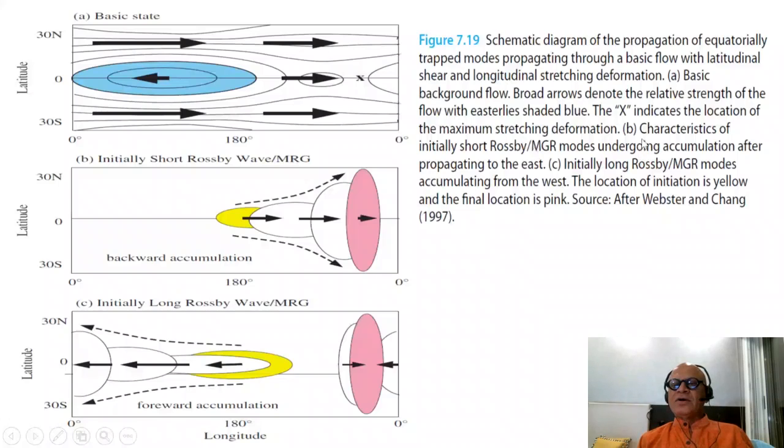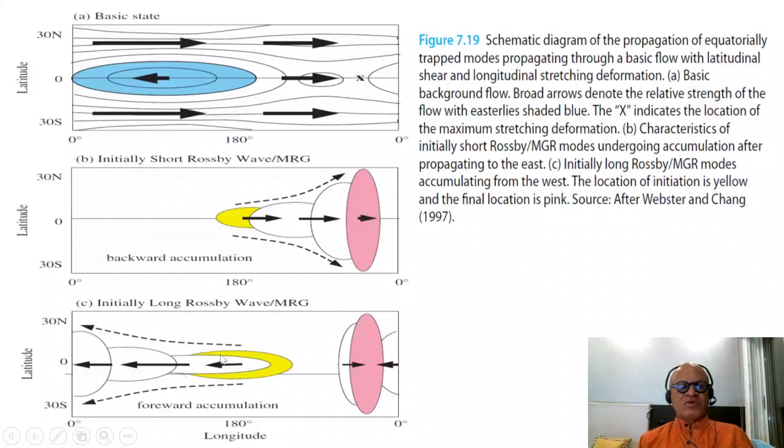Okay, and the X indicates the location of the maximum stretching deformation here. So you have maximum westerlies here switching to easterlies. So you have du bar dx having the maximum value here. Characteristics of initially short Rossby waves. So you have eastward group speed, westward phase speed. So you have trapping already happening here. So characteristics of these are Rossby waves and mixed Rossby gravity waves. I don't know why he switched to gravity Rossby waves. Nonetheless, they are usually MRGs, and they get trapped.